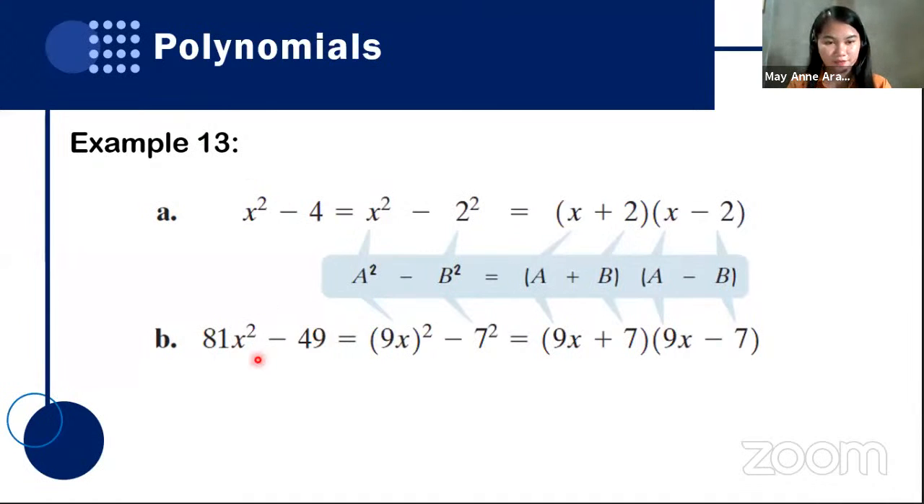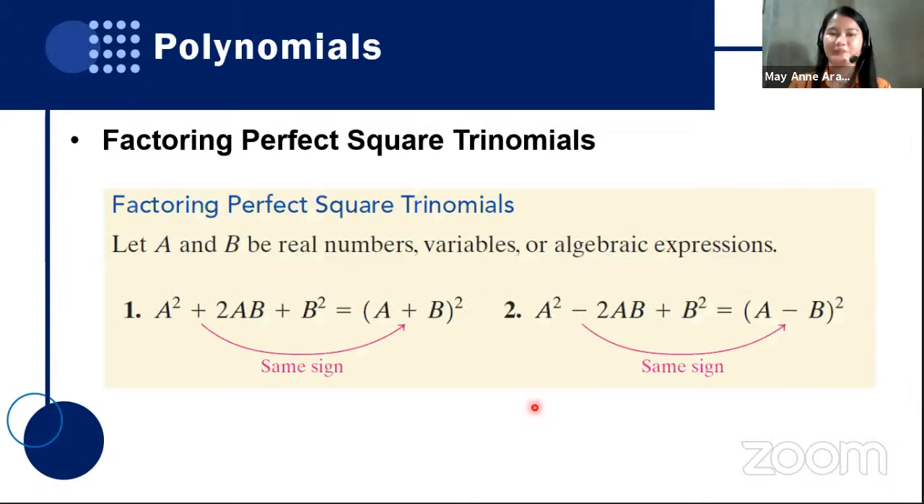Another, we have 81x squared minus 49. 81x squared, also perfect square, no? We have 9x times 9x. And for 49, we have 7 times 7. So we can write this in its factored form na quantity of 9x plus 7 times the quantity of 9x minus 7.